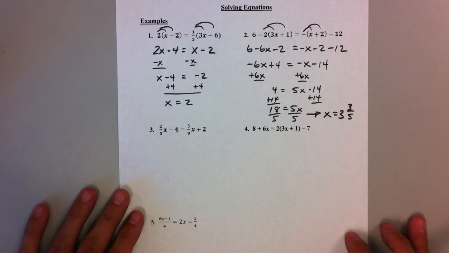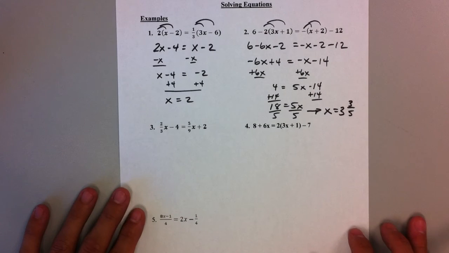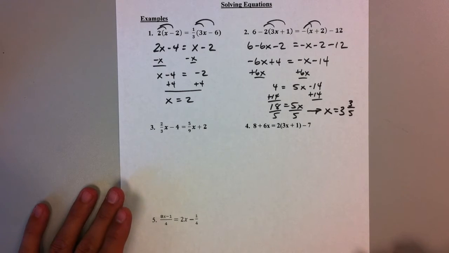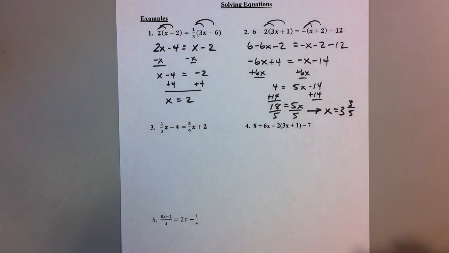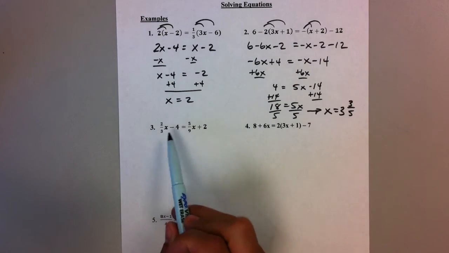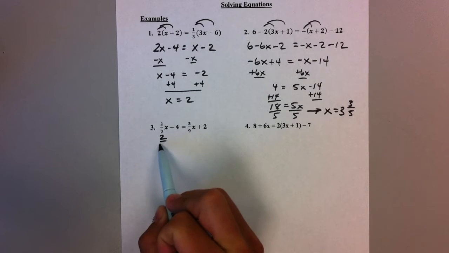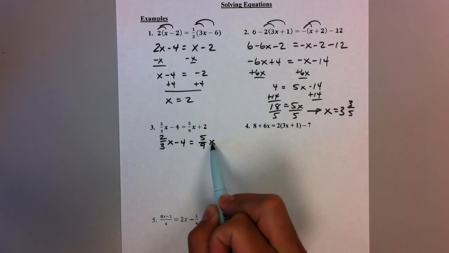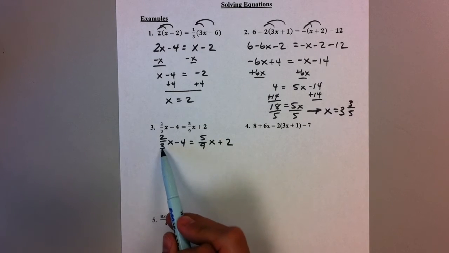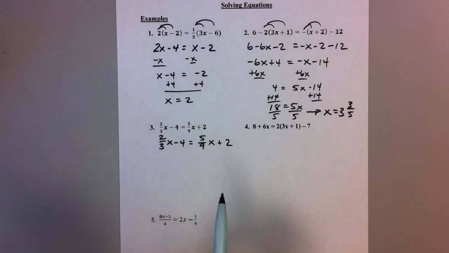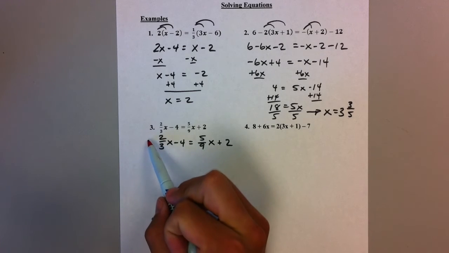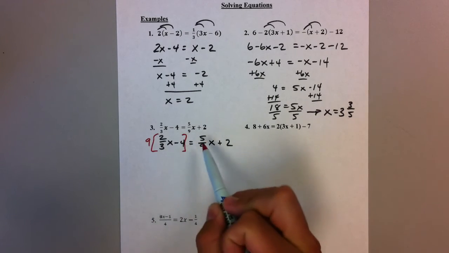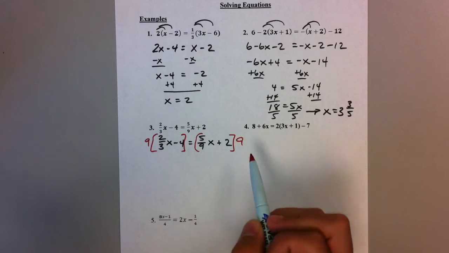Okay, this next one says 2/3 x minus 4 equals 5/9 x plus 2. What I'm going to do is what I like to call a fraction buster. Let me rewrite this, a little bit smaller. I'm going to look at my denominators and come up with a common denominator. The common denominator between 3 and 9 is 9. So I'm going to multiply both sides of this equal sign by that common denominator: everything over here by 9 and everything over here by 9.